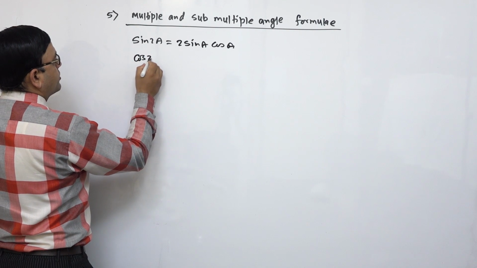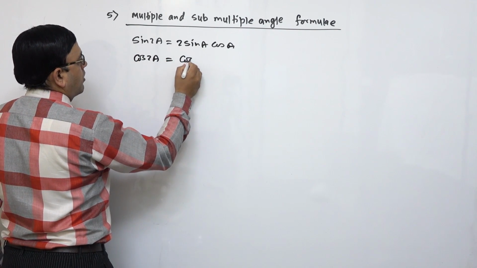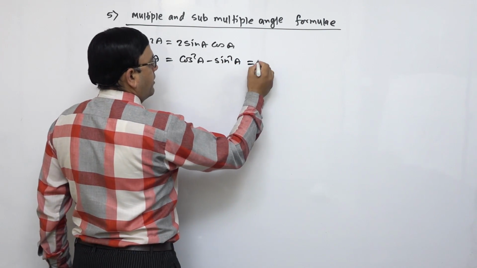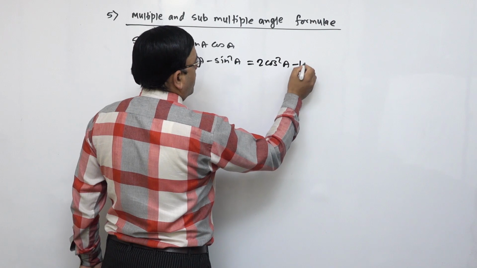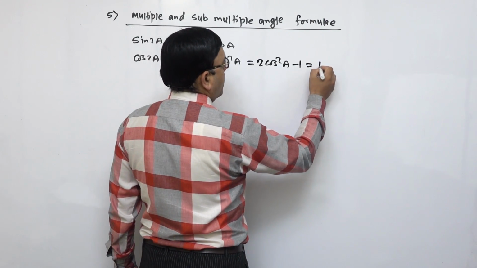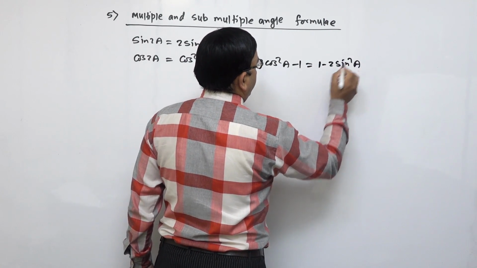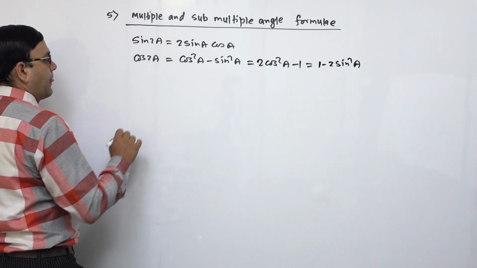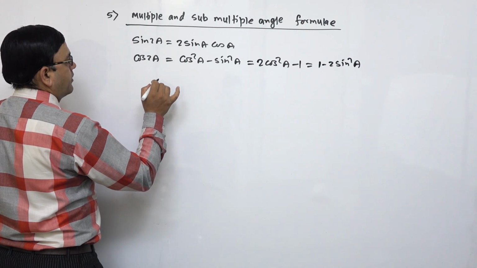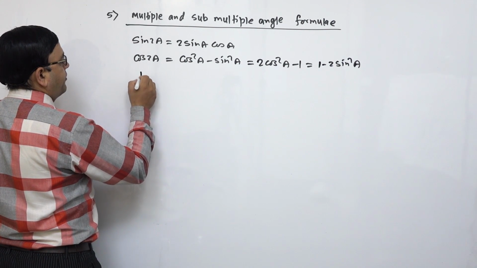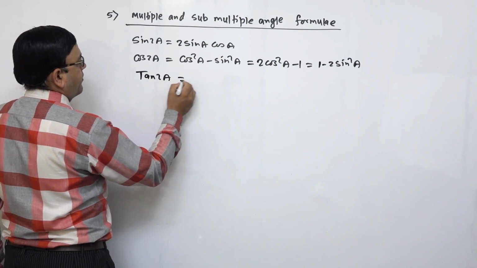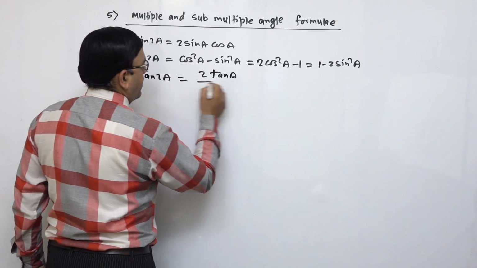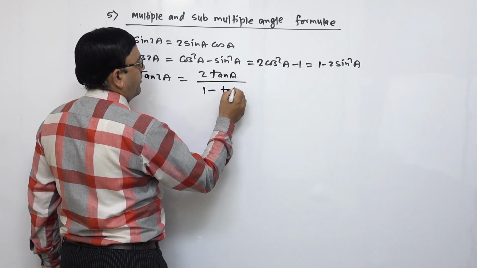Similarly, cos 2A is equal to cos square A minus sin square A, or you can write 2 cos square A minus 1, or another formula we have is 1 minus 2 sin square A. Similarly, we have tan 2A is equal to 2 tan A upon 1 minus tan square A.